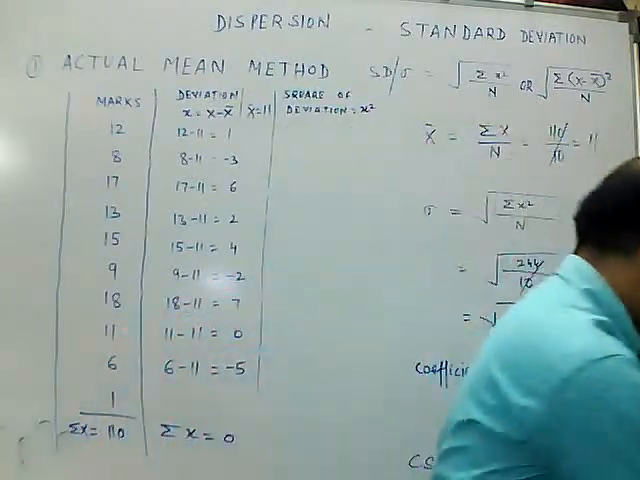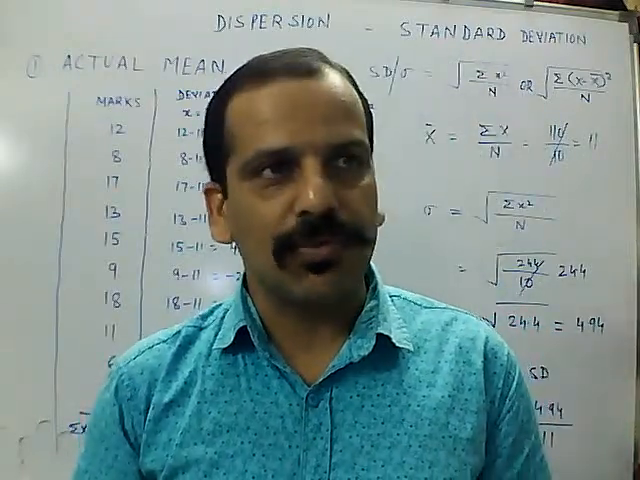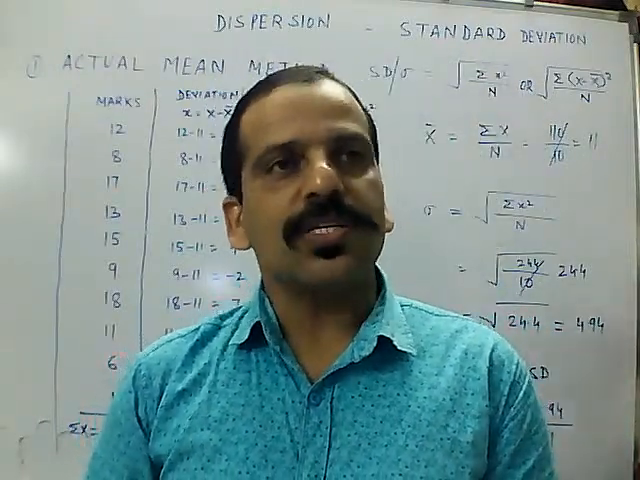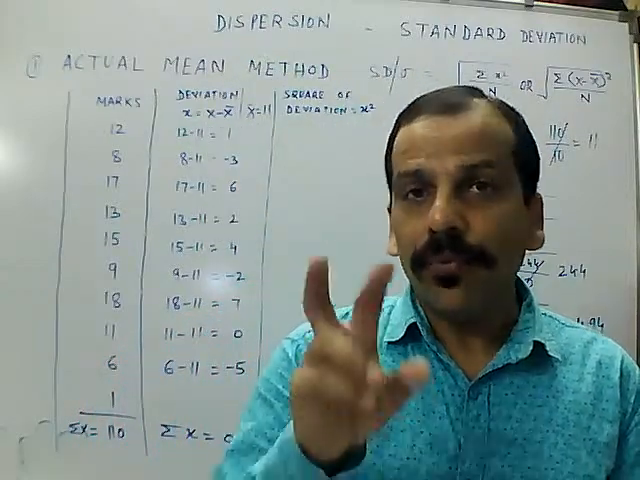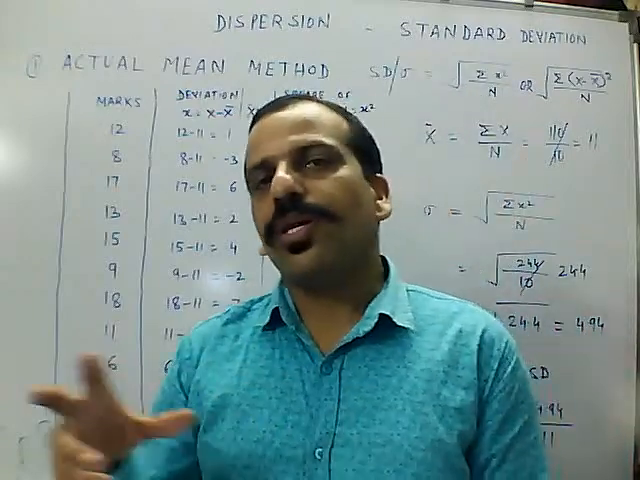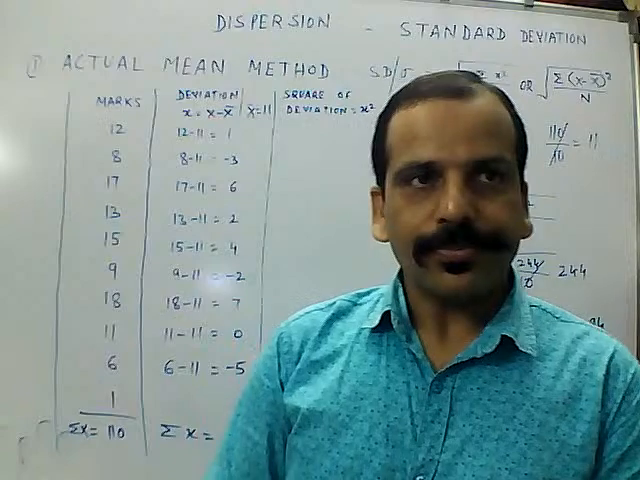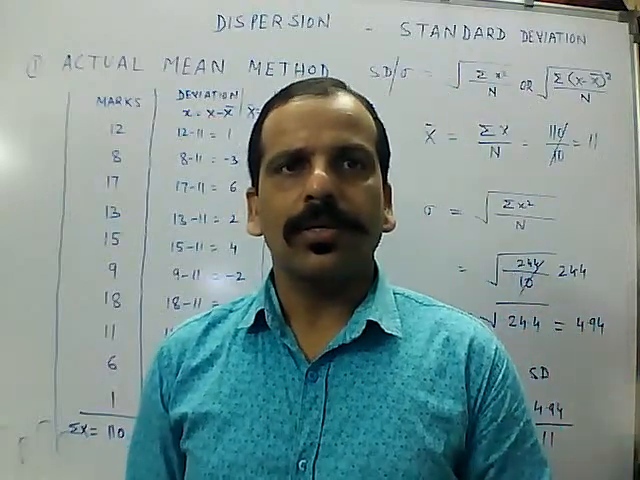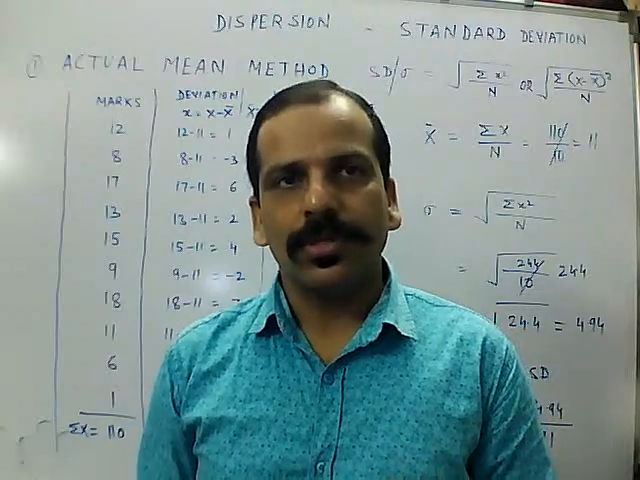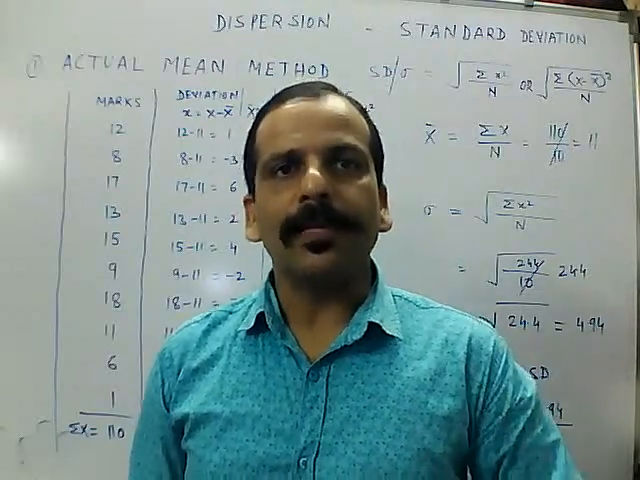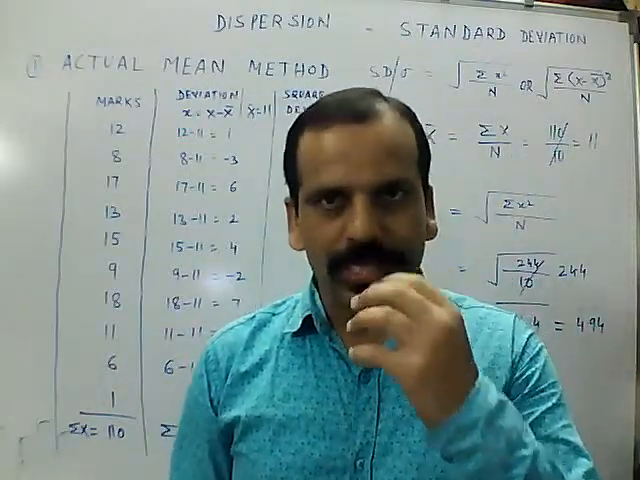So before it, let me brief you about the dispersion, the definition of the dispersion. Dispersion is a measure of the variation of items. It measures the variation in the items. When there is a variation in the items, let you have calculated the mean. In the earlier topics, central tendency, we learned about mean, mode, median.